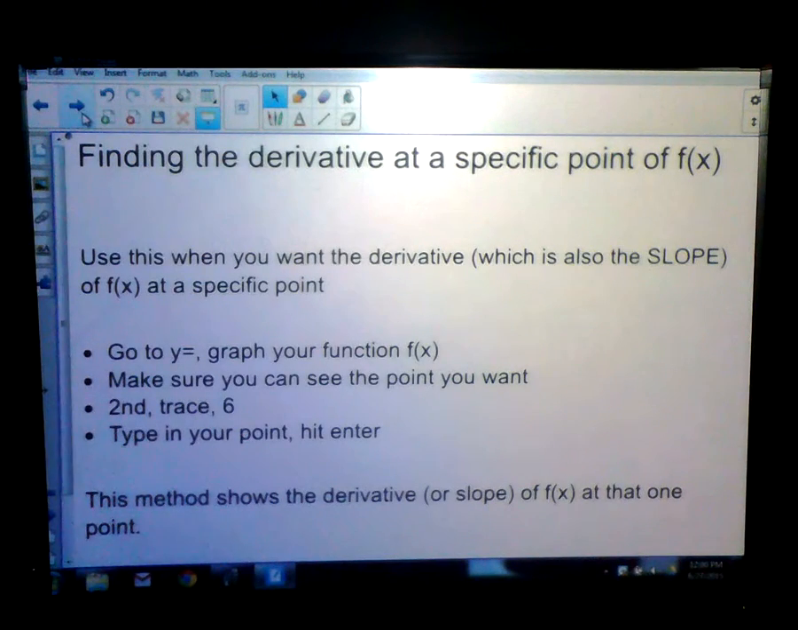To find the derivative at a specific point is what we said last time. It's second trace 6. That will actually give you the specific number.